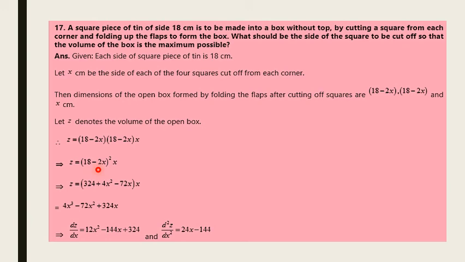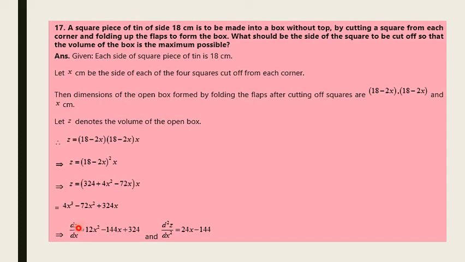Let us use the second derivative test. Since there is a square in the formula, it is easy if you open it using the (a minus b) whole square identity, a square minus 2ab plus b square, then into x. Again you open with this x. We have 4x cube minus 72x square plus 324x. So dz by dx is 12x square minus 144x plus 324. Now the second derivative is 24x minus 144.